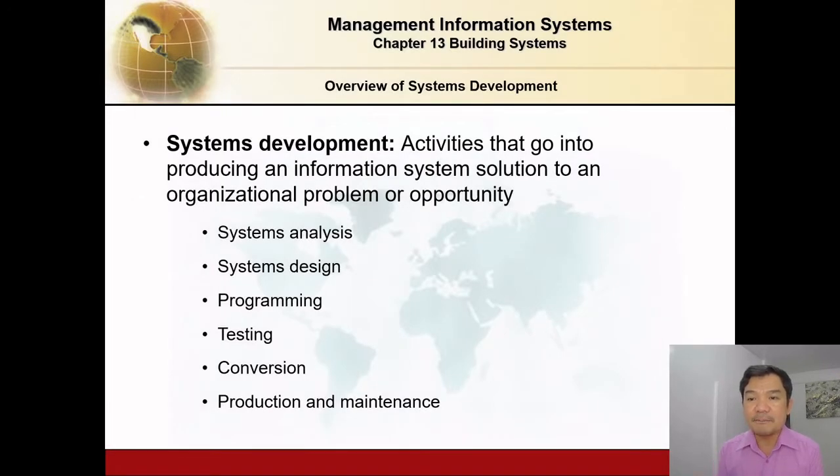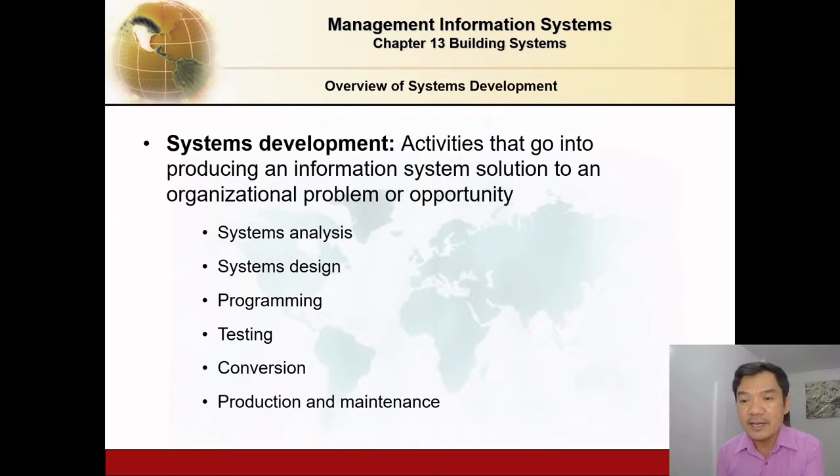So first, here are the major activities in systems development. We first identify that systems development includes activities that go into producing an information system solution to an organizational problem or opportunity. That means if you want to automate the activities or processes within the organization, you have to take a series of core activities that need to be done to convert your existing process into a computerized or automated one.